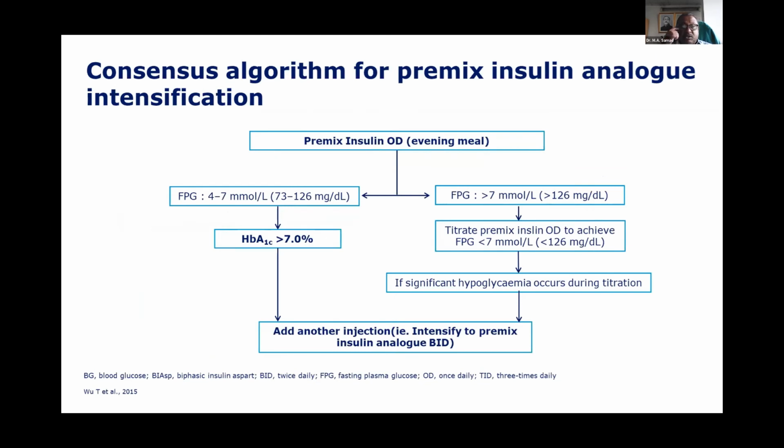If you are on premix OD, that is only evening meal, if fasting is 4 to 7 and hemoglobin A1C is more than 7%, add premix insulin analog BID. If fasting is more than 7, titrate premix insulin OD to achieve fasting less than 7. If significant hypoglycemia occurs during titration, also intensify to premix insulin analog BID, not OD.